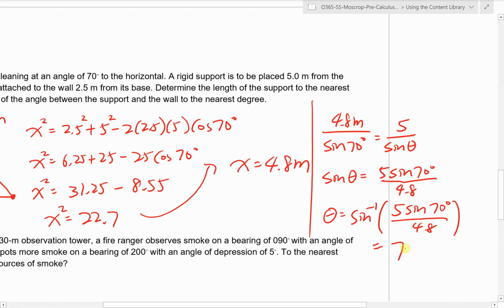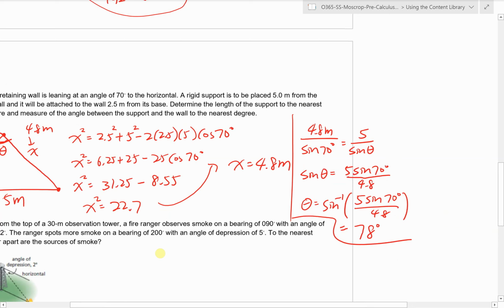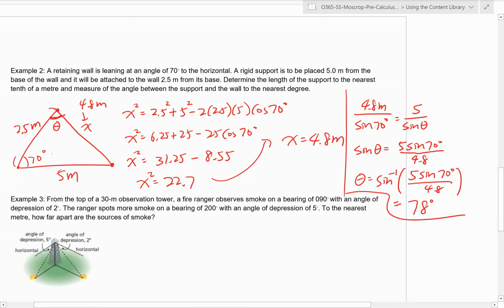78 degrees, to the nearest degree, so 78 degrees. Okay, so that's how you do it. The key thing is to draw the diagram, and then figure out which rule we need to use. Do we need to use sine law or cosine law?